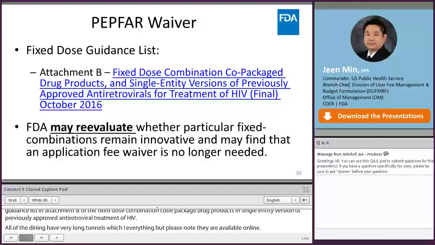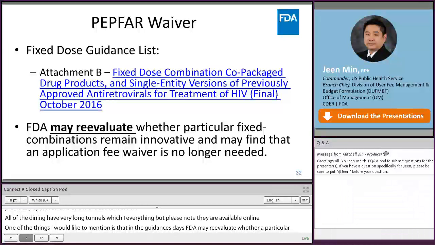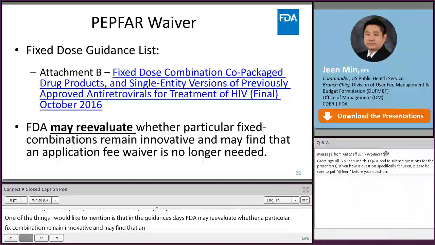So, when you're reviewing this list of drugs in attachment B, please note that it might not be totally up to date. For example, if FDA evaluates 4 of the same drugs and they are tentatively approved, that might be enough drugs available to the program, which then will mean that drug is no longer necessary and might not qualify for this application fee under the PEPFAR waiver program.